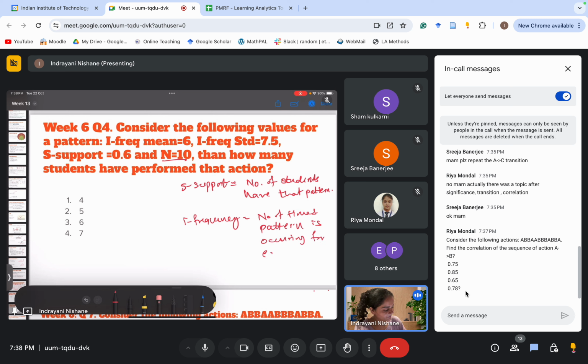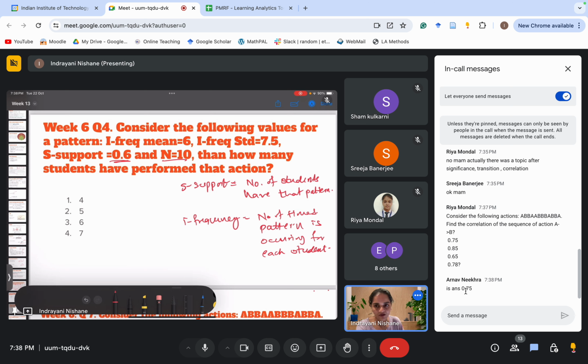Number of times a pattern is occurring for each student. So by this definition we know that the support value will give us details about how many students have that action performed. So this is 0.6 multiplied by 10, which is 6. So this is the answer.